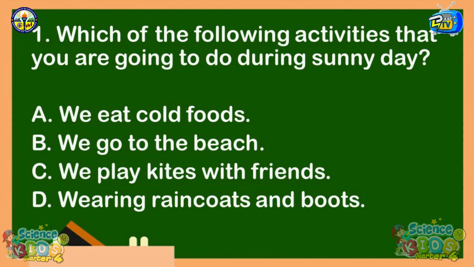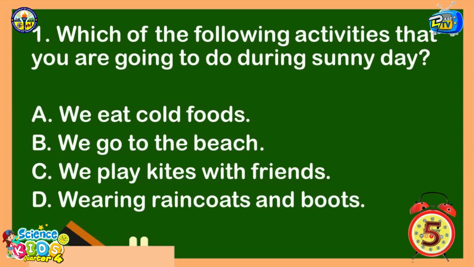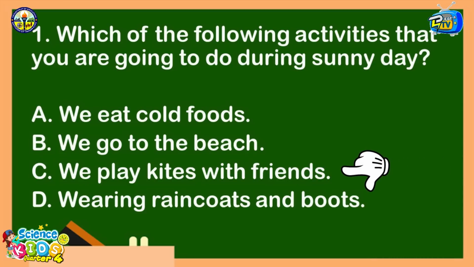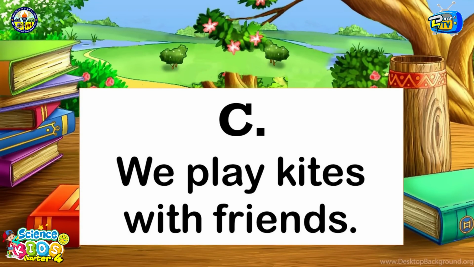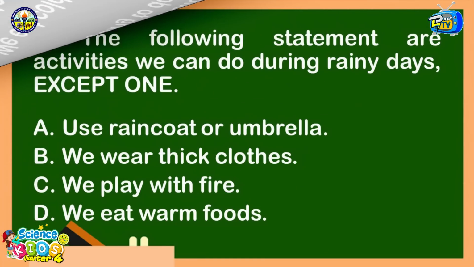Number 1. Which of the following activities are you going to do during a sunny day? A. We eat cold foods. B. We go to the beach. C. We play kites with friends. D. Wearing raincoats and boots. Time is up. What is your answer? Good job! It's letter C, play kites with friends.